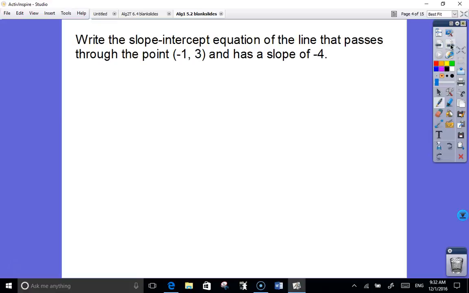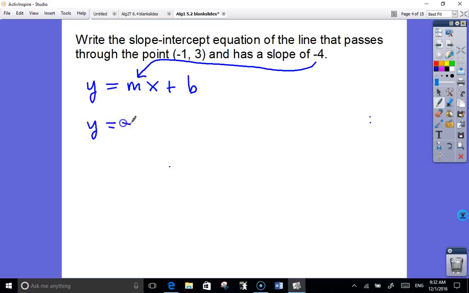So, write the slope-intercept form of a line that passes through the point (-1, 3) and has a slope of -4. Okay, so again, we're going to be using the slope-intercept form, y equals mx plus b. And we know the b, right? The b is right there. They told us that. But we don't know... Sorry, I said that backwards. That is the m. That's the m. So I know now that it's going to be y equals -4x plus b.